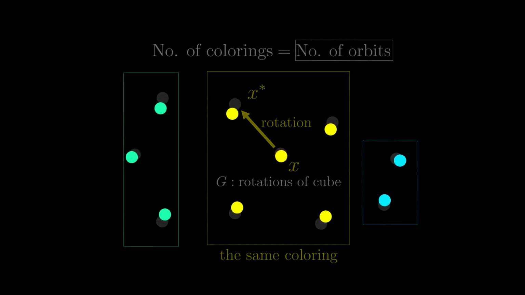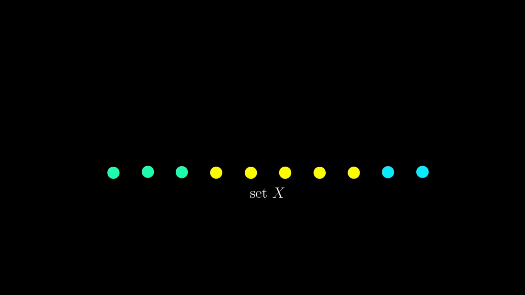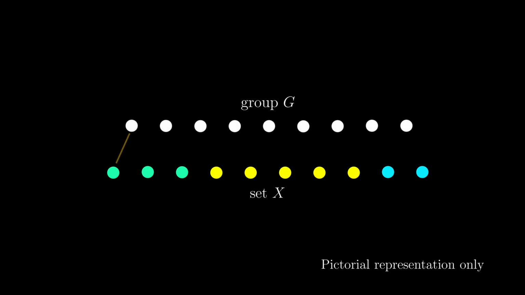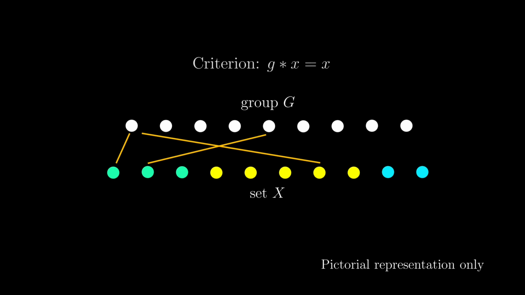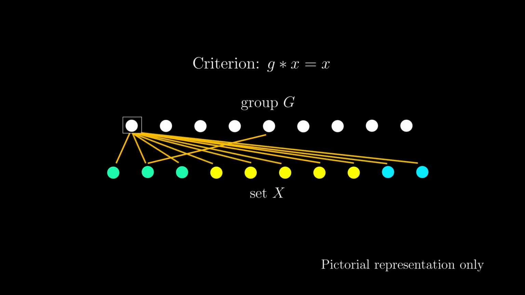We will use a trick to find the number of orbits, which starts off by lining up the elements of X, as well as the symmetries in the group G. Then we start to draw some lines between G and X, but with the criterion that we only draw lines between little g and little x if the little symmetry g does not move little x under the action. So for example, if this is the identity symmetry, then by definition it fixes everything. So we will draw lines from this identity symmetry to every element of X.